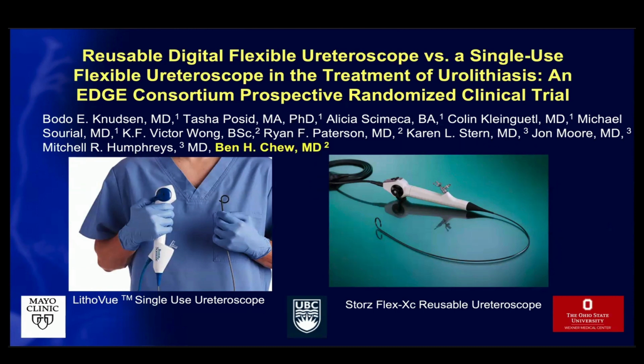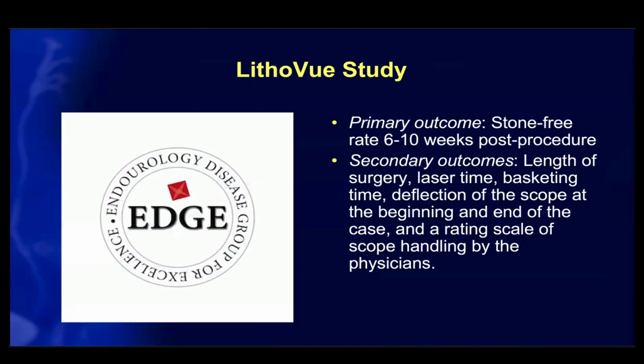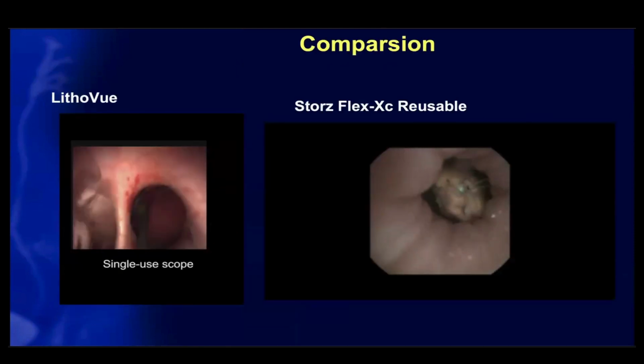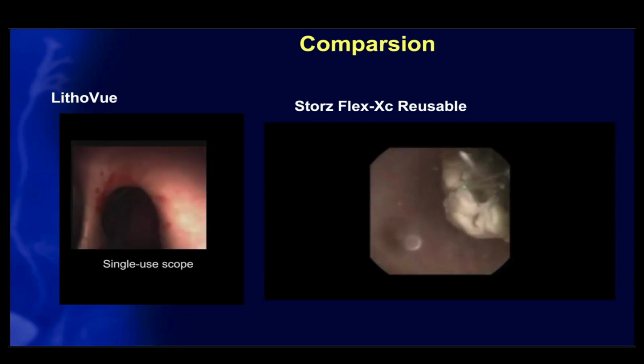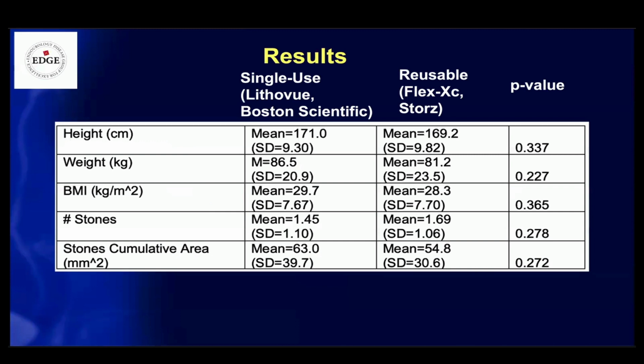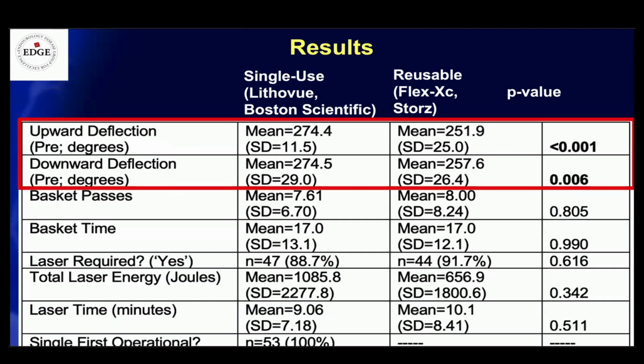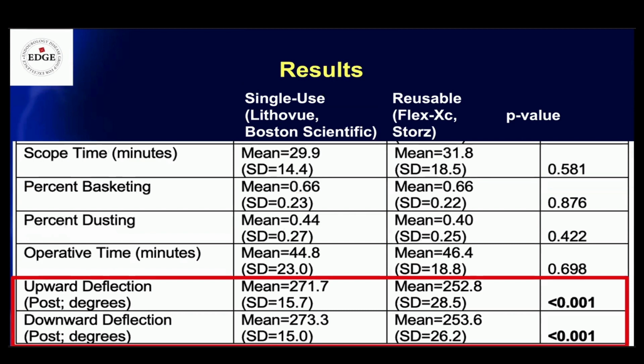We did an EDGE Research Consortium study evaluating the LithoVue versus the Storz scope. What we wanted to look at was the stone-free rate and whether or not it was equivalent. We compared it to our gold standard, the Storz Flex-XC reusable. You'll see here that we had very similar patients in terms of BMI, stone size, and cumulative stone area. However, the upward and downward deflection, both preoperatively and postoperatively, were actually better in the single-use scope.